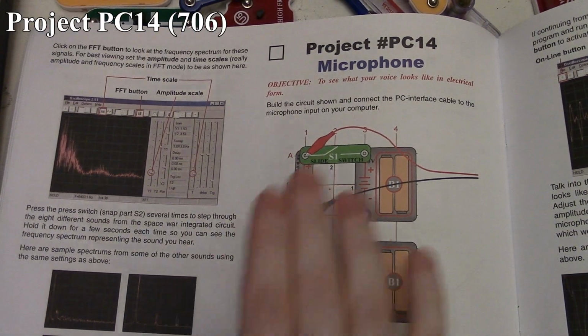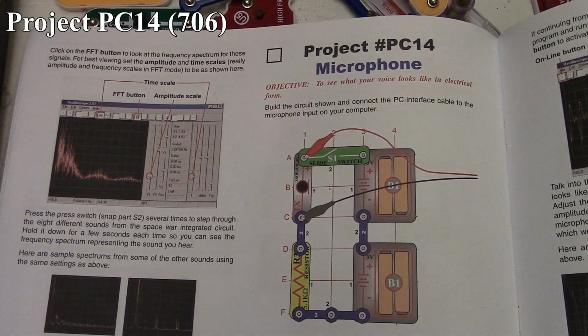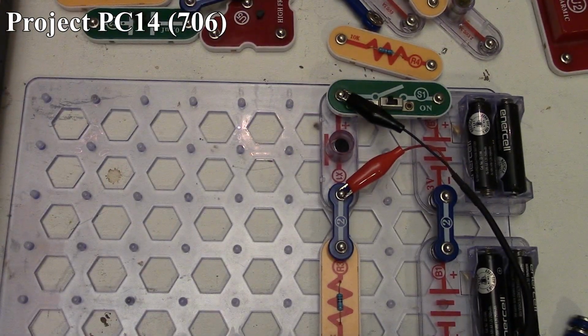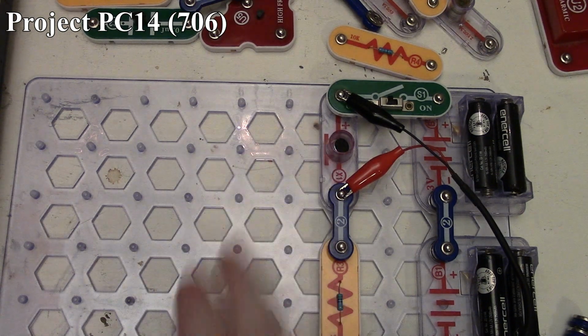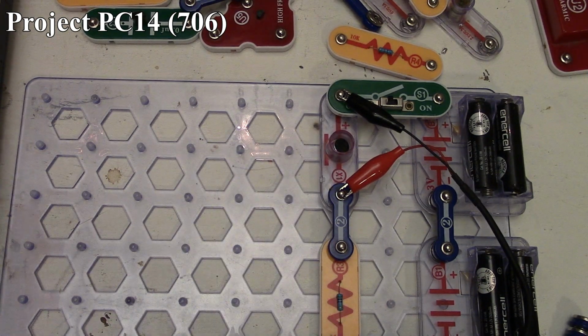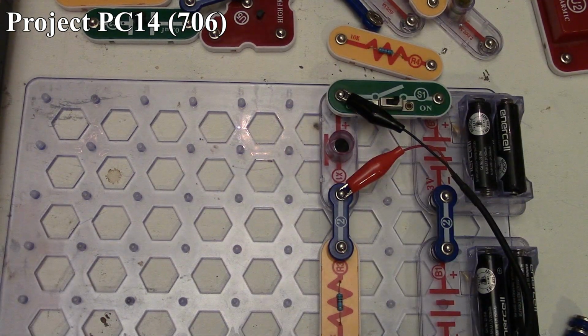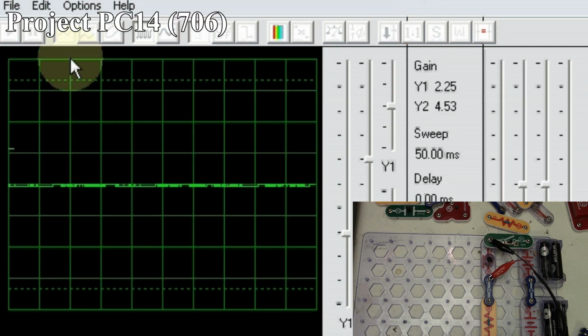So now we're looking at Project PC14, the microphone. Here it is in the book, here it is on the board. So basically we're just using our microphone with a 5.1K resistor through a 6-volt source there. So we have it hooked up to our computer, so I'll just power up the circuit, then get Cam Studio started here. And now we got it going.